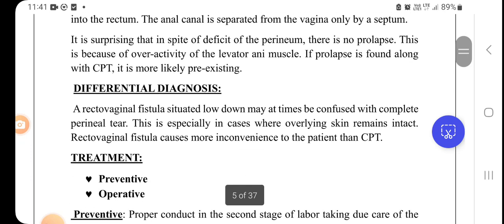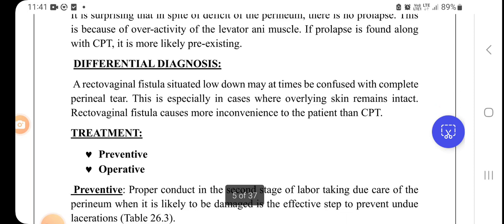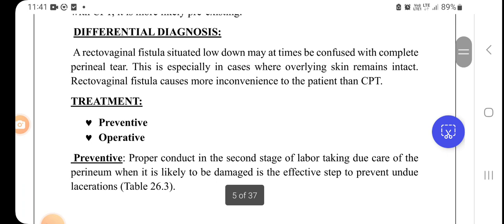Next, we will see the differential diagnosis. The rectovaginal fistula situated low down may at times be confused with complete perineal tear. This is especially in cases where the overlying skin remains intact. Rectovaginal fistula causes more inconvenience to the patient than CPT. So the next one is treatment. Treatment is preventive and operative.